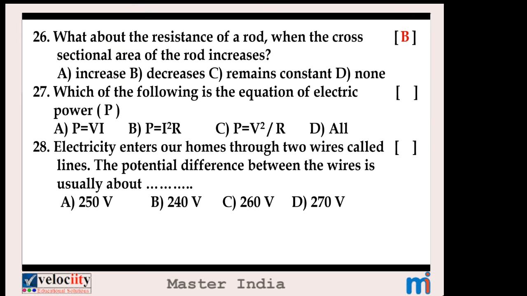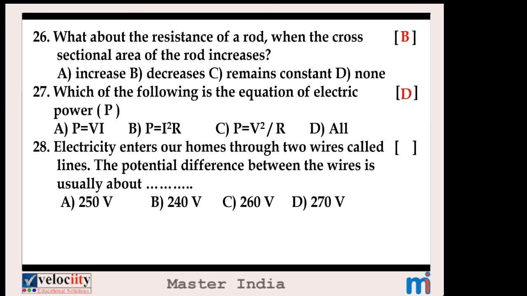27. Which of the following is the equation of electric power P? Option A. P is equal to VI, B. P is equal to I square R, C. P is equal to V square by R, D. All. The correct answer is D. All. That means power P is equal to V into I, P is equal to I square R, P is equal to V square by R.